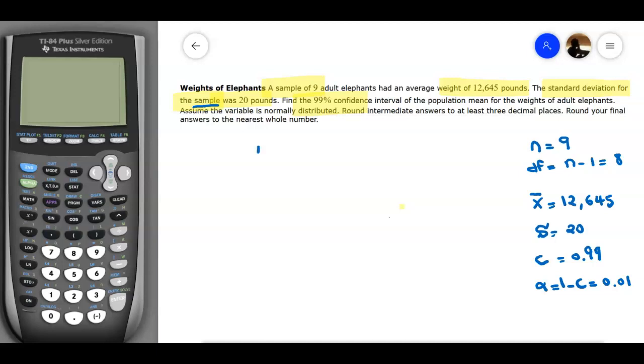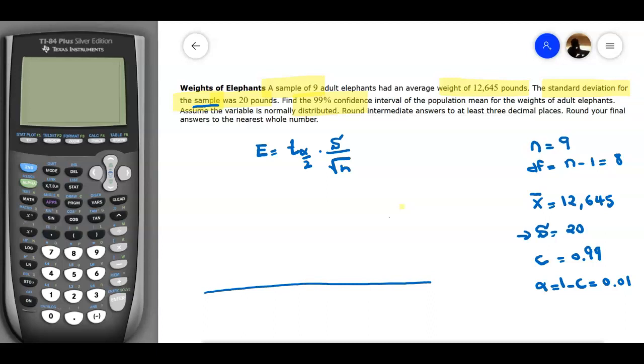So you are interested in looking for the E, which is equal to T alpha over 2 times the S divided by radical N. Obviously here we are using the T distribution for the simple reason that we don't know sigma. We know only the sample S. So automatically we are using the T test. All right, so how can I get T alpha over 2, and what is T alpha over 2?